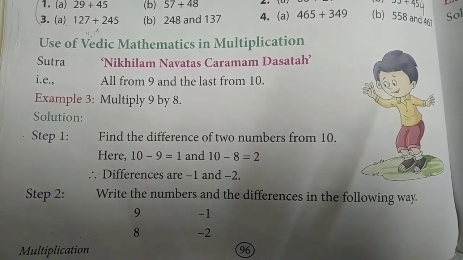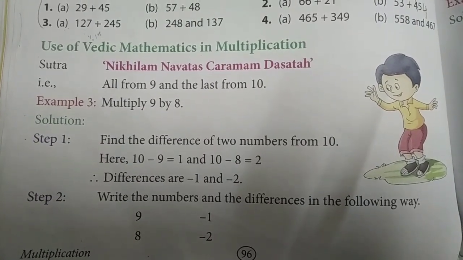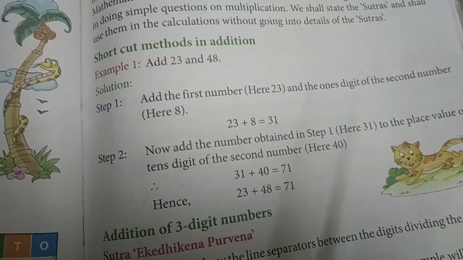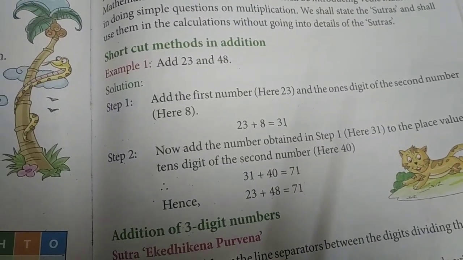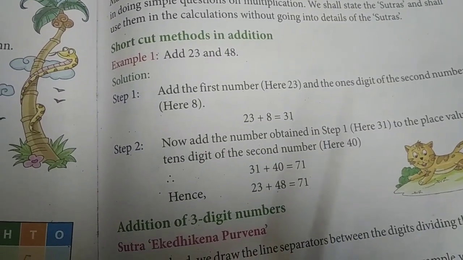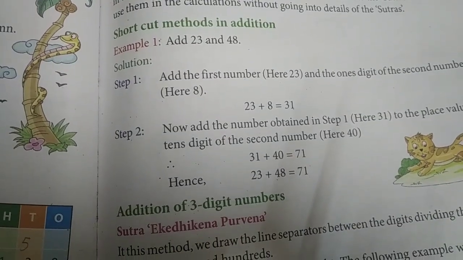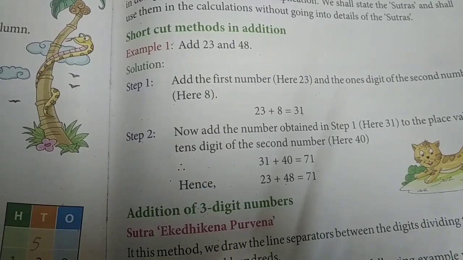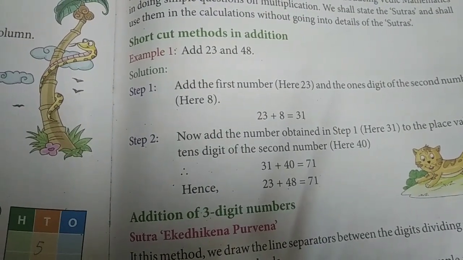So children, today we will learn a new method in Vedic mathematics. In our previous classes we have learned how to use shortcut methods for addition of 2-digit numbers and 3-digit numbers, right? So today we'll discuss the Vedic mathematics process for multiplication.